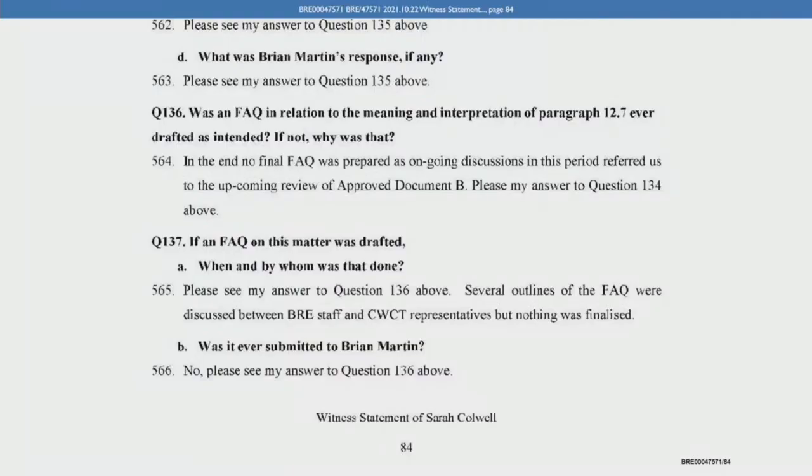And she says at paragraph 564, towards the foot of the page, "In the end, no final FAQ was prepared as ongoing discussions in this period referred us to the upcoming review of Approved Document B. Please see my answer to question 134 above." And then she goes on to say at 566, at the foot of the page, "Was it ever submitted to Brian Martin?" is the question. "No" is the answer.